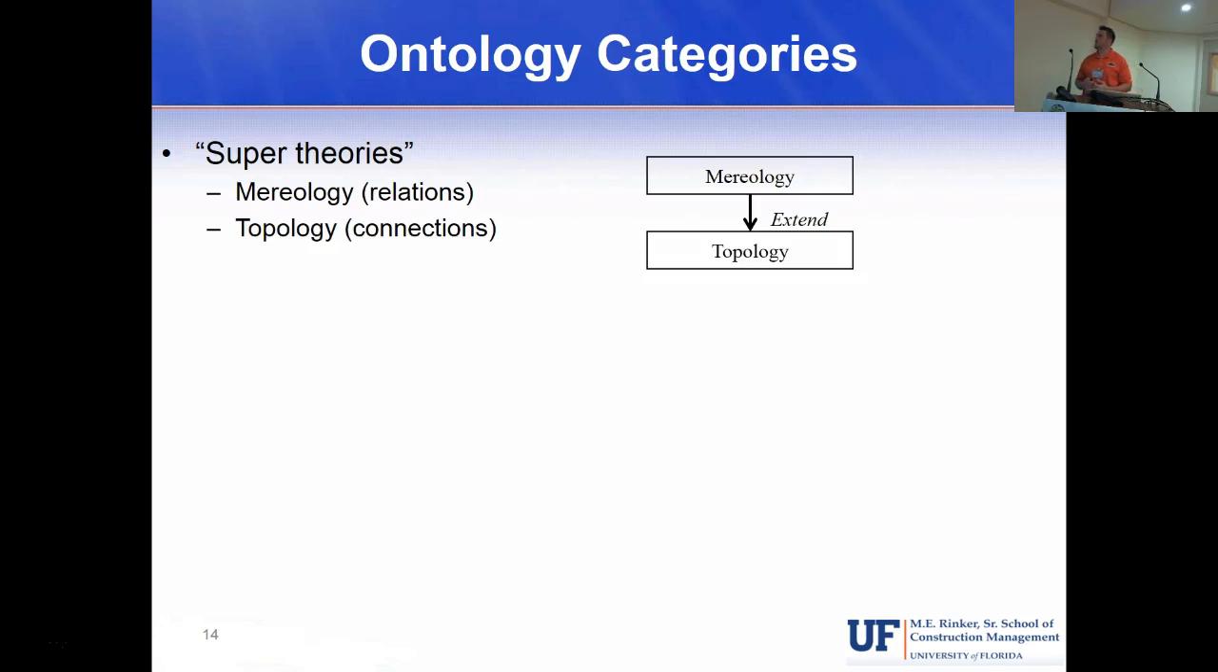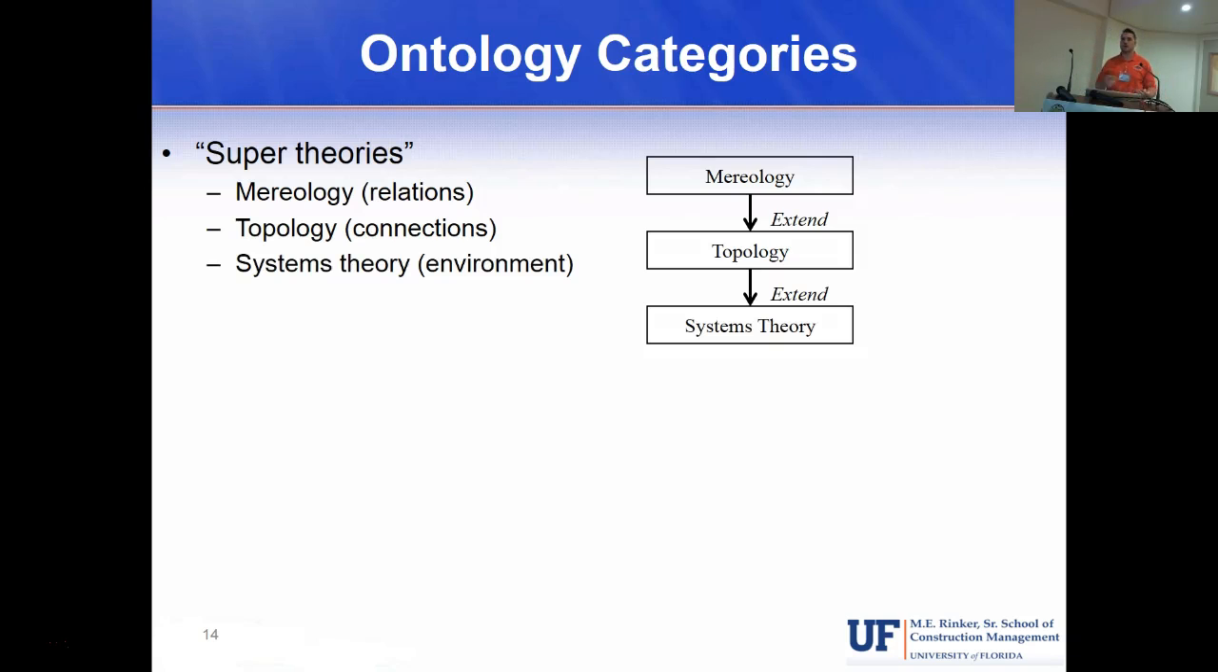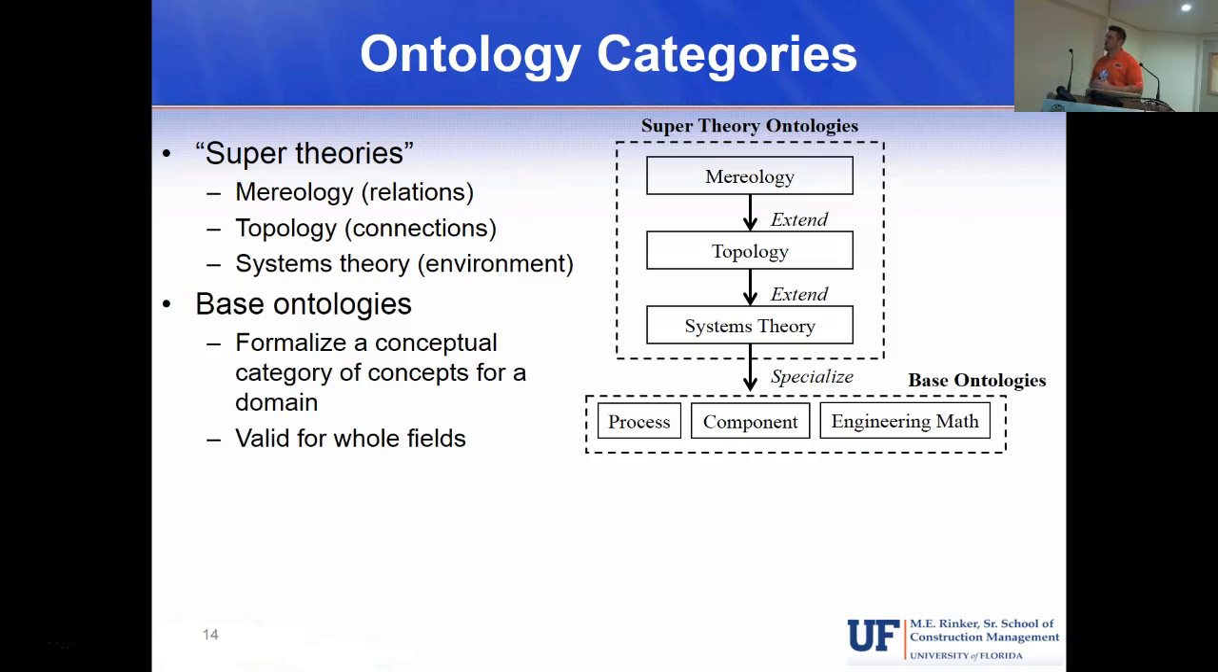That extends into connections. So we define what something is, so how does it connect to something else? And finally, systems theories. So we have this object that's connected, part-whole. So how does that relate to its surroundings? What other objects? What are the interactions between other objects? And these are specialized into what are called base ontologies.